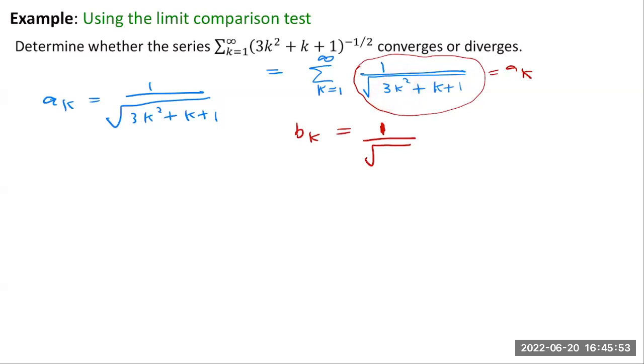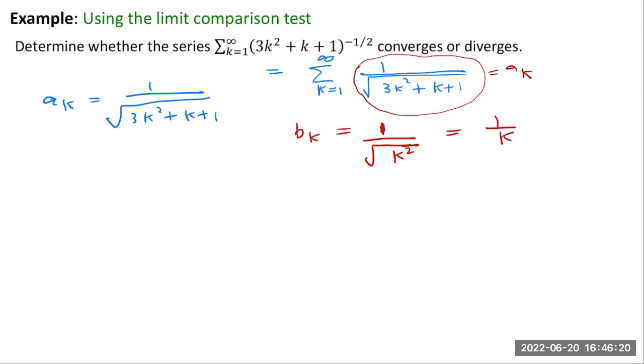3k squared. When you consider the dominating term, you don't really have to consider this constant. This is a positive constant. You can just omit this constant. Okay. So you just have k squared. What is this? This is just 1 over k. Square root of k squared is just k, right? So it's going to be 1 over k. So your BK is going to be 1 over k.